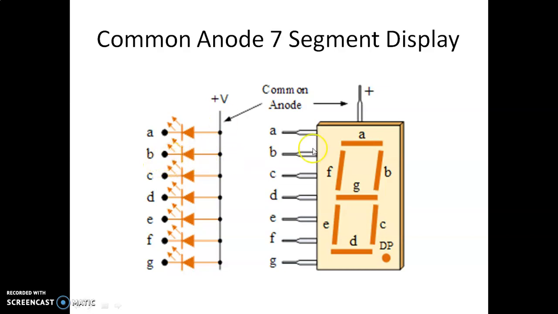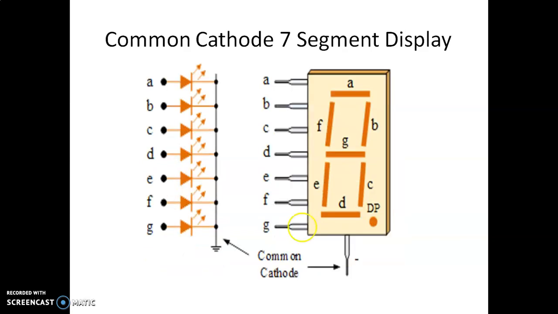To turn on the segment, we are sending logic 0 here. First we find the bit pattern, and then we send it to the port of the microcontroller to which we are going to connect the 7-segment display. So we can see this is a common cathode 7-segment display.